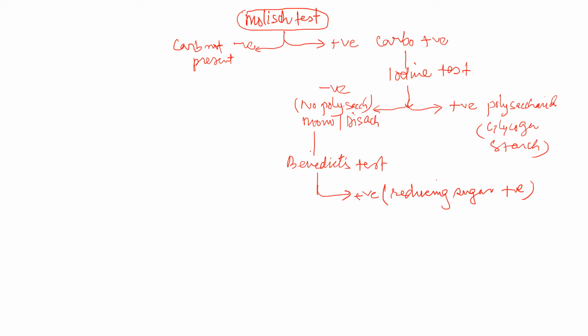So the reducing sugar may be either a disaccharide or a monosaccharide. It may be a reducing disaccharide, like maltose or lactose, or it may be a reducing monosaccharide like glucose, galactose, mannose, etc.